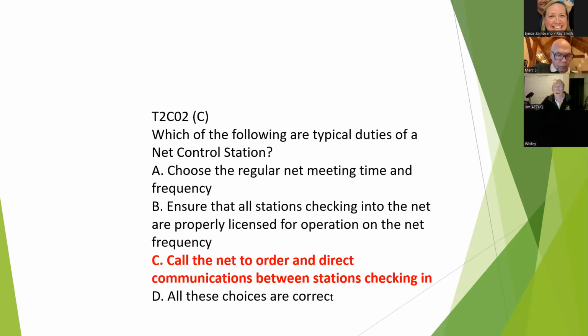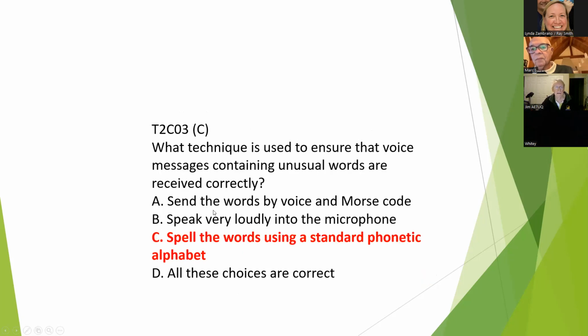Okay, which of the following are typical duties of a net control station? Okay, what did we talk about as far as a net? Somebody's usually directing the net. So the key to remember there is direct. A control station is directing what's going on. So the correct answer: call the net to order and direct communications between stations checking in. So control is the word to remember there in coming up with the right answer.